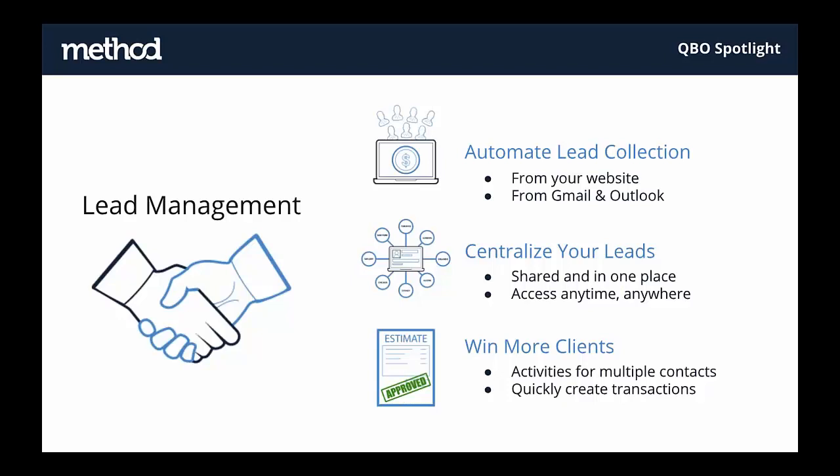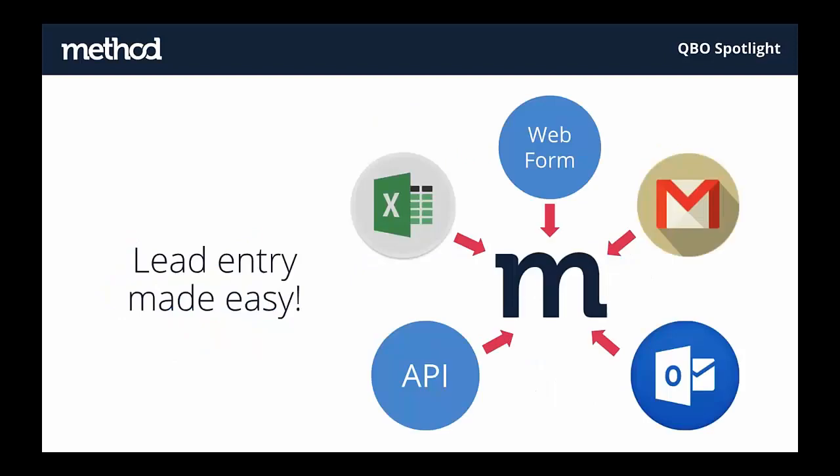And so one of the things that Method does really, really well is it allows you to track all these potential customers as leads, and we store them and treat them just like we would a customer that would sync to QuickBooks, but we hold them on the Method side until the time is right, and we don't send them to QuickBooks until there's an accounting reason for them to be in QuickBooks. And so with Method, you're able to automate your lead collection, centralize your leads, have all that information in one place, and you're able to win more and more clients and hopefully convert them into paying customers.